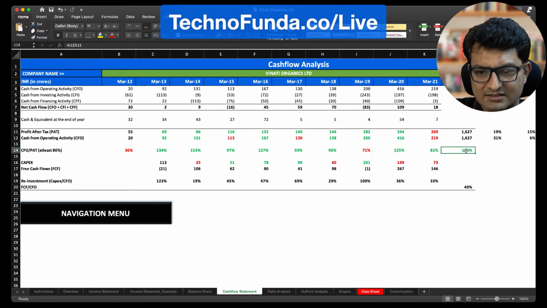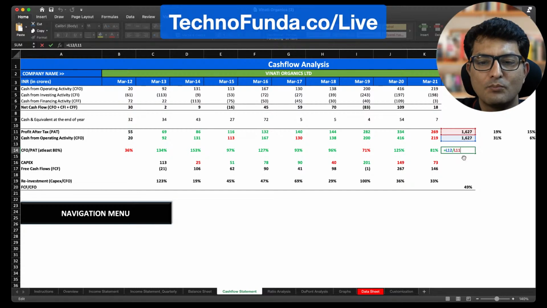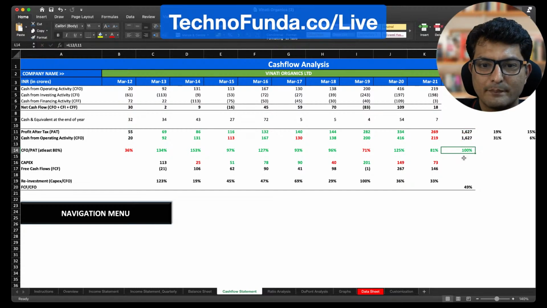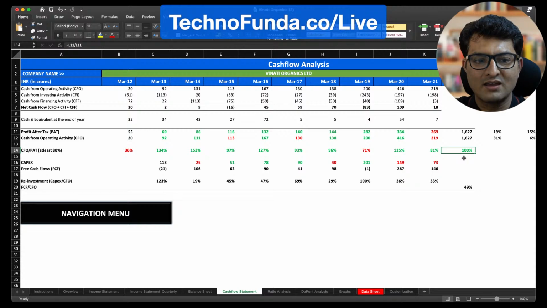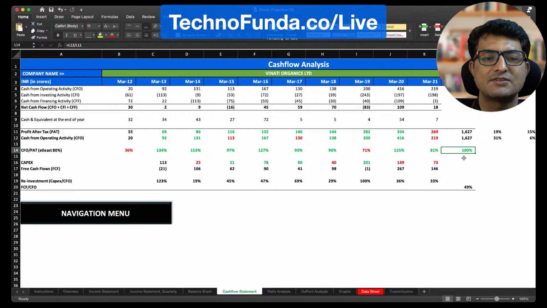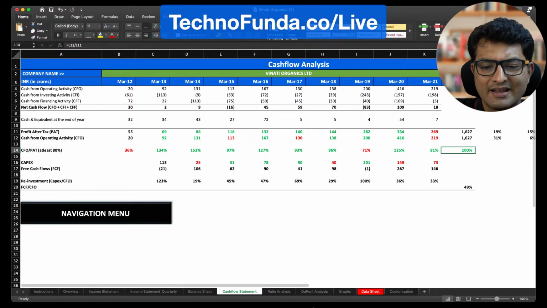But over a cycle, for example in this case, Vinati Organics, on a cycle it is almost fully matching. So basically whatever profit they are booking is actually getting converted into cash flow from operating activity. So that is what we are learning here. Okay, is it clear?